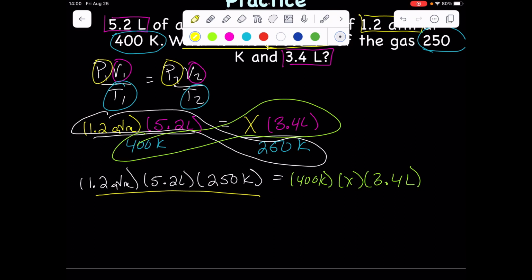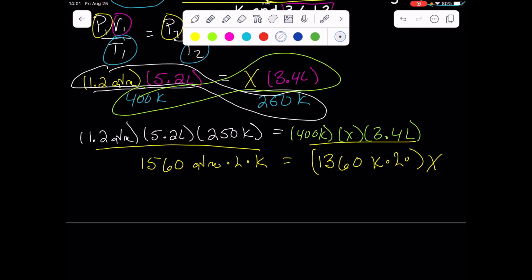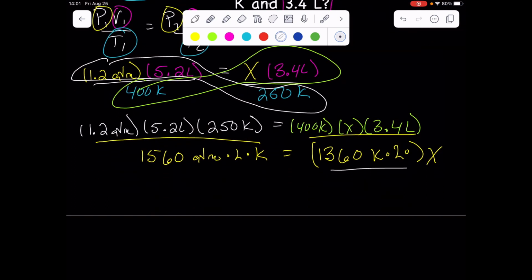All right, I got 1,560 atm liters K. And we'll multiply this side. And I got 1,360 K liters times X. All right. We're almost done. We want to get the X by itself, so we're going to divide both sides by 1,360 liters K.